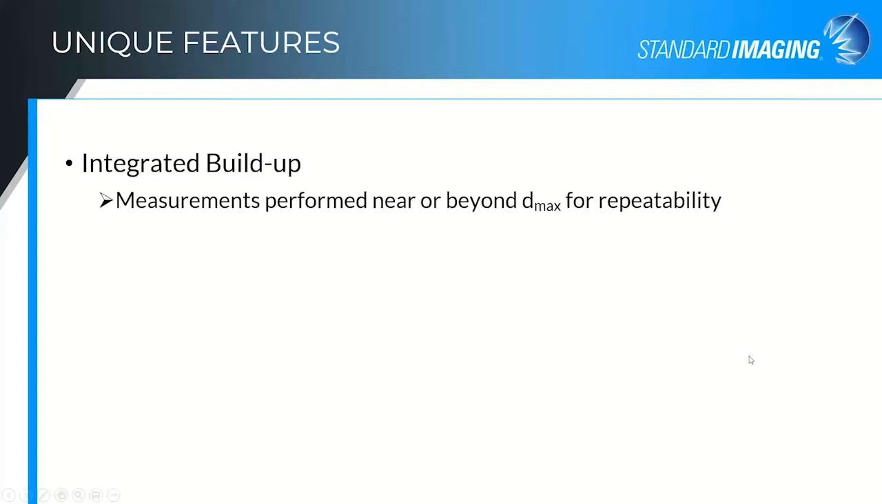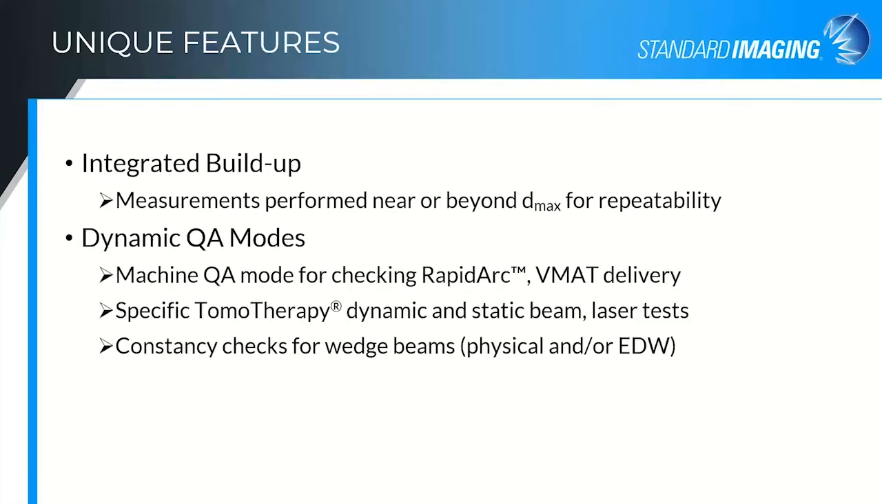So some of the unique features then of the QA BeamChecker. First is that integrated buildup. As I mentioned before, this allows you to have measurements performed near or beyond Dmax for a good, solid, precise measurement. So the 1.5 cm of water equivalent material for electrons and 3.5 for photon energies.